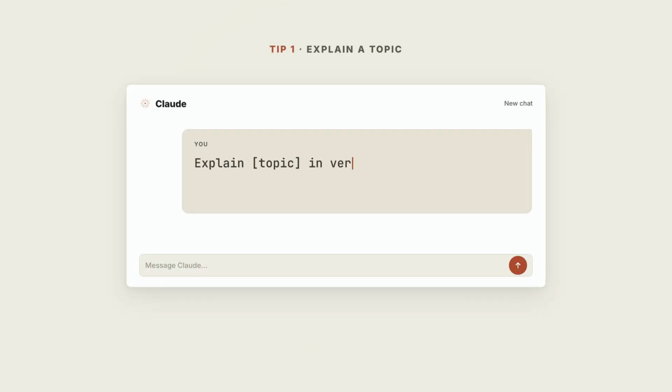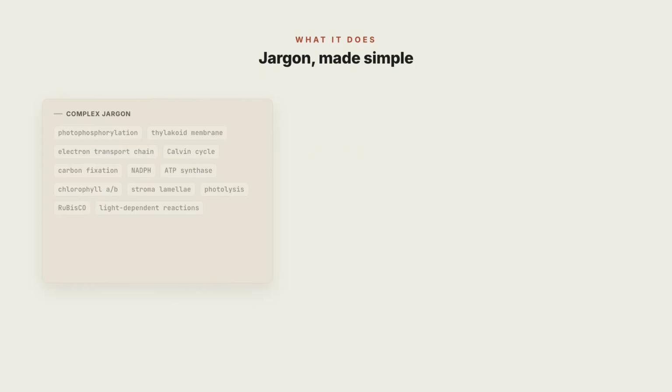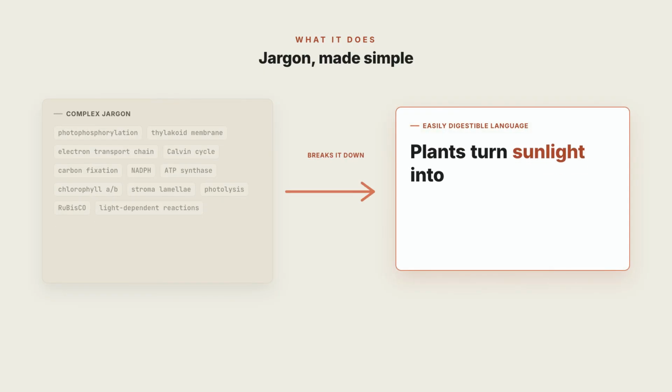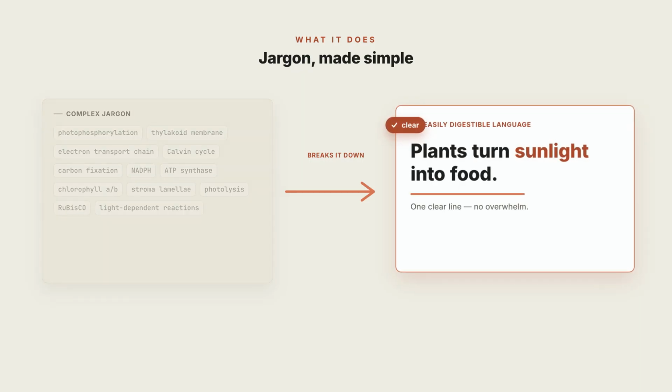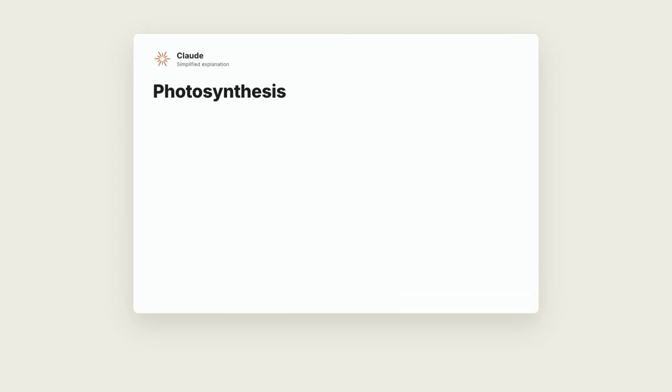Imagine you have a complex topic that you need to understand but don't know where to start. You can ask Claude AI to explain the topic in very simple language as if I am a complete beginner. What this does is it breaks down the topic into easily digestible language, bypassing complex jargon that might otherwise be overwhelming. For instance, if you're learning about photosynthesis, Claude AI might simplify it by saying it's the process plants use to convert sunlight into energy, similar to how we use food for energy.